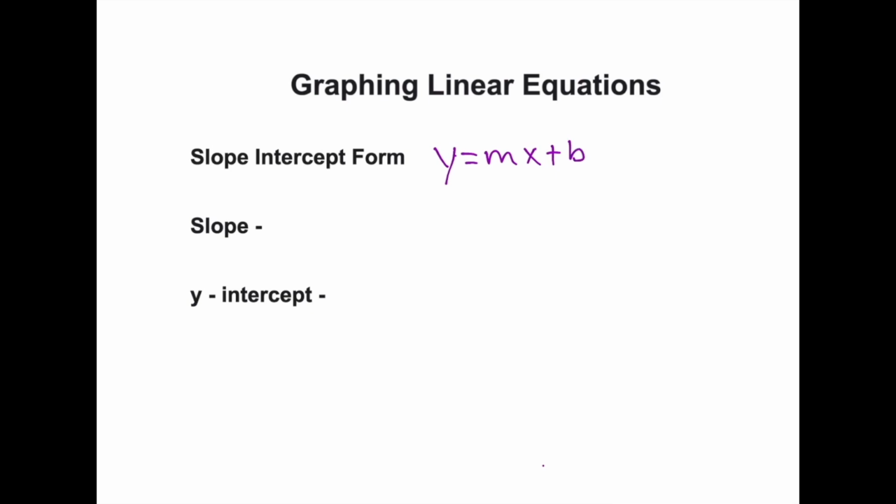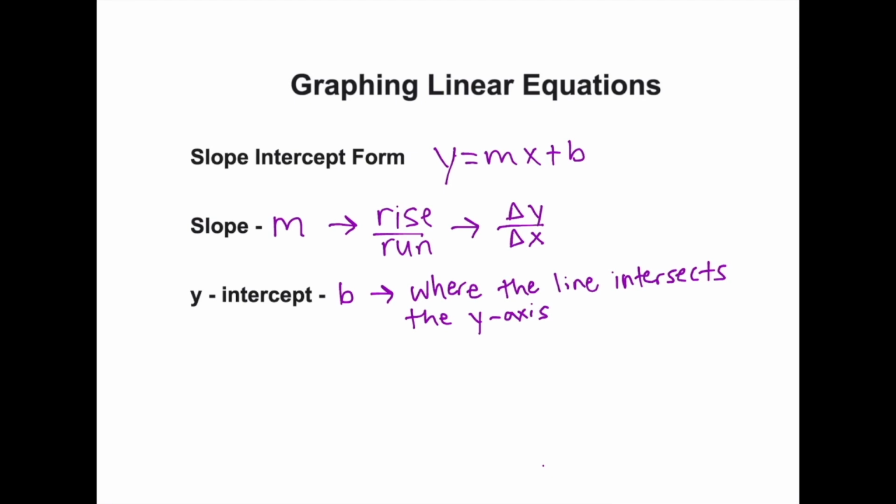In the equation, the slope is the variable m. Remember, slope is the same as rise over run. It can also be thought of as the change in y over the change in x. Also in this equation, the b is the y-intercept. This is where the line intersects or crosses the y-axis. Having a linear equation in slope-intercept form allows us to quickly and easily graph the line on a coordinate plane.